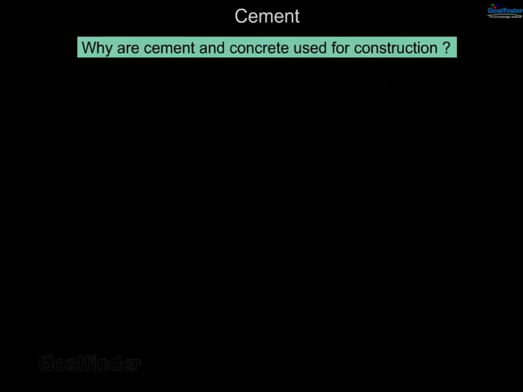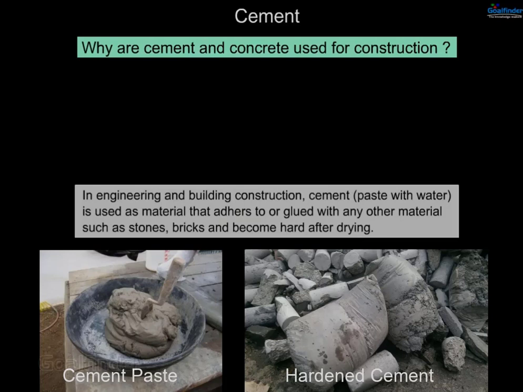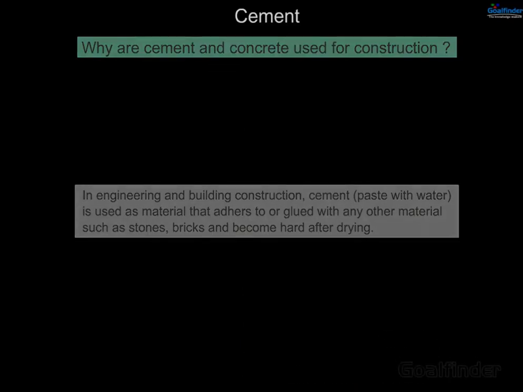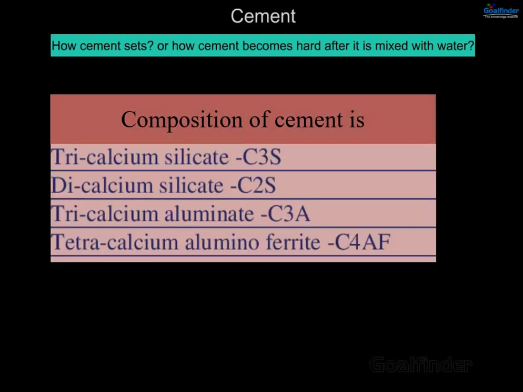Why are cement and concrete used for construction? In engineering and building construction, cement, that is the paste with water, is used as material that adheres to or glued with any other material such as stones, bricks, and becomes hard after drying. How cement sets or how cement becomes hard after it is mixed with water.